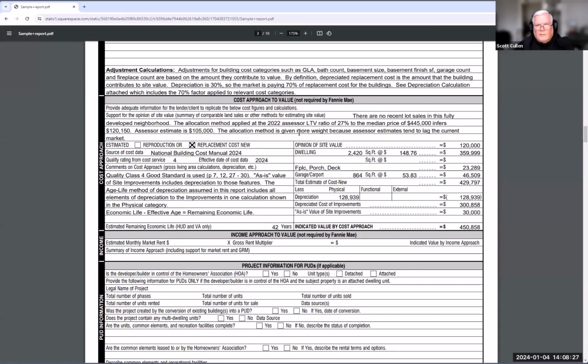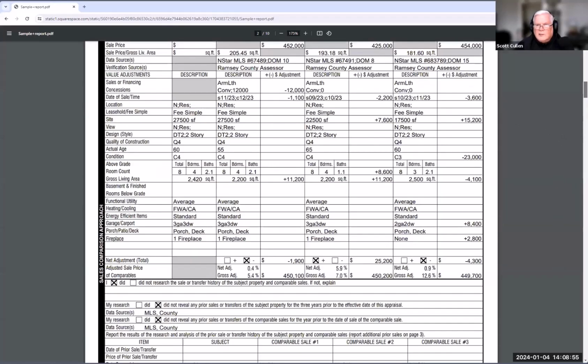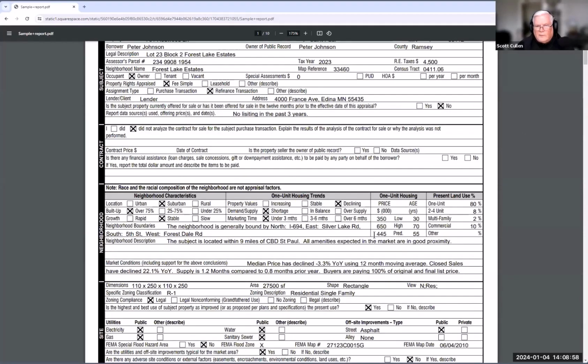Now, here's my development of my site value. I state if there are site sales, I include those, and I put those on a page in the report. There weren't any in this case, so I used the allocation method, and I applied it at the 2022 assessor loan-to-value ratio. It was 27%, and I applied that 27% to the median price of 445. And just to be consistent in the report, there's my 445 predominant value.